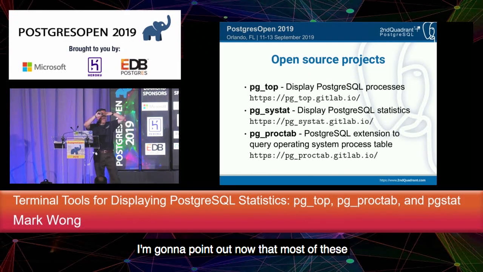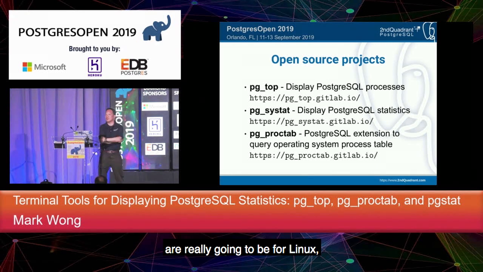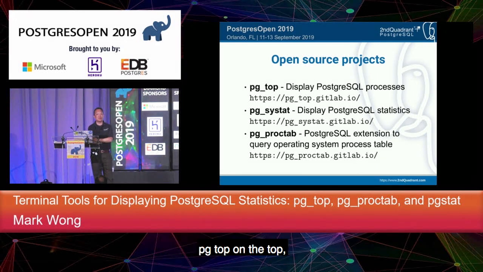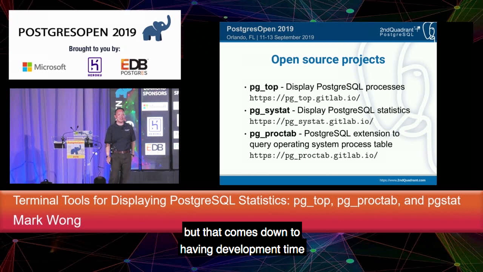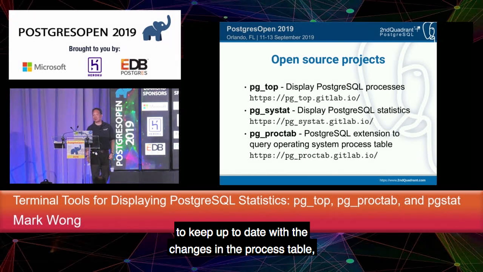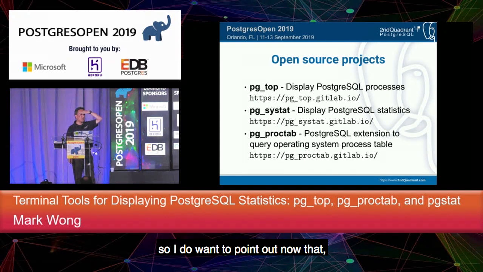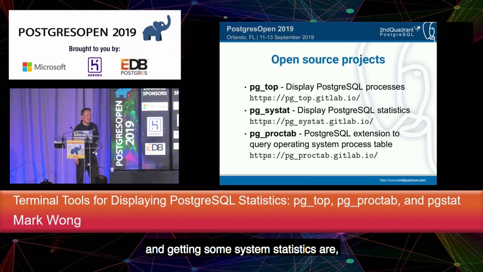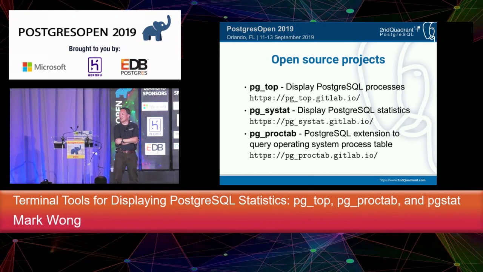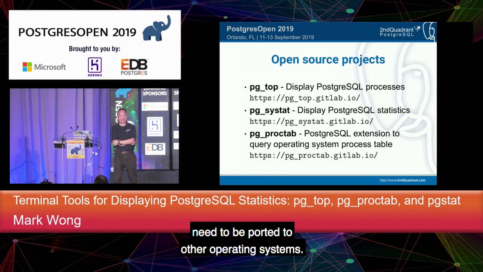I'm going to point out now that most of these are really going to be for Linux. pg_top on the top did used to work better on BSD in earlier days, but that comes down to having development time to keep up to date with the changes in the process table. So I do want to point out now, not to say that they won't in the future, but these are really primarily developed on Linux, and getting some system statistics need to be ported to other operating systems.